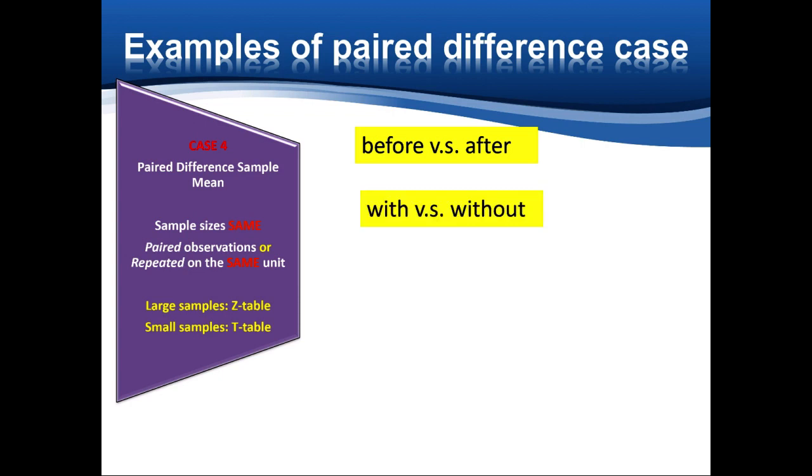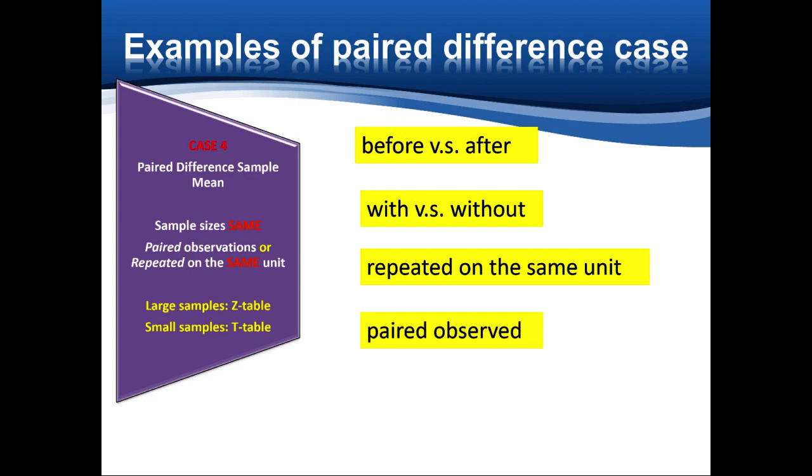With versus without. With a traffic light or without a traffic light, the accident number may change. Repeat on the same unit. Like your family want to buy a house. You use 15 years rate or 30 years rate. Which one is better? You compare to your own family situation. This is repeated on the same unit.